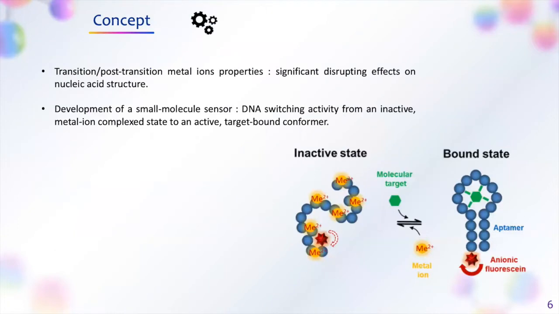So we chose to exploit the properties of transition and post-transition metal ions to induce significant disrupting effects on nucleic acid structure in order to develop an aptasensor based on the DNA switching activity from an inactive state where metal ions are complexed to the aptamer to an active state where the aptamer is bound to its target. This concept involves electrostatic interactions between the anionic fluorophore and the metal cations bound to the aptamer.